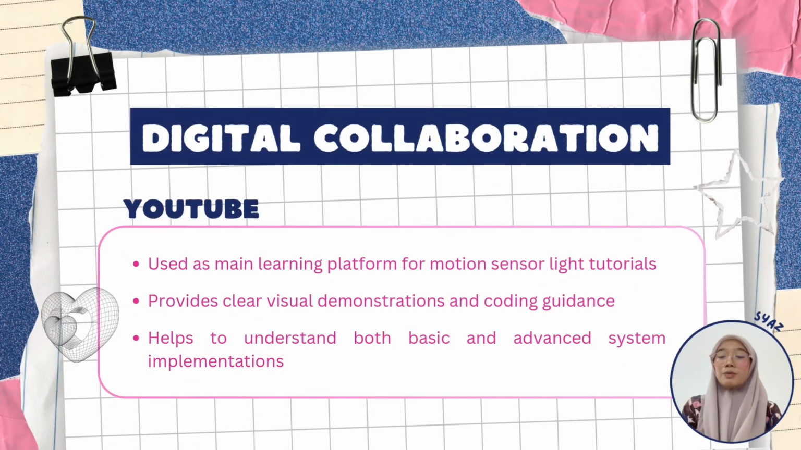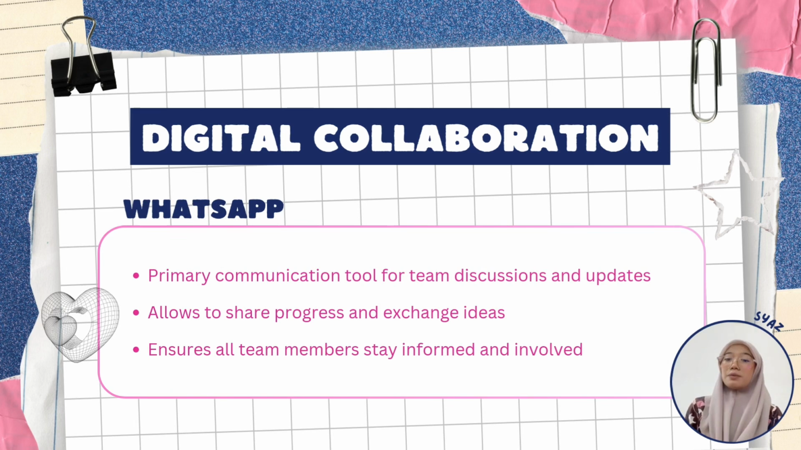Next is digital collaboration tools. First, YouTube. YouTube is used as our main learning platform for motion sensor light tutorials. It provides clear visual demonstrations, coding guidance, and helps us understand both basic and advanced system implementations. Second, WhatsApp. WhatsApp serves as our primary communication tool for team discussions and updates when we are not physically together. It allows us to share progress, exchange ideas, and ensure all the team members stay informed and involved.